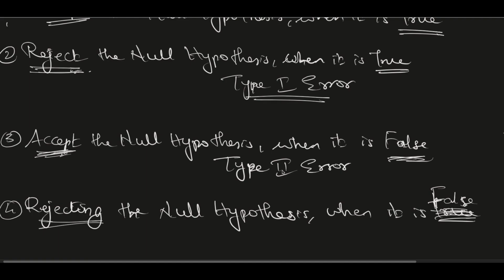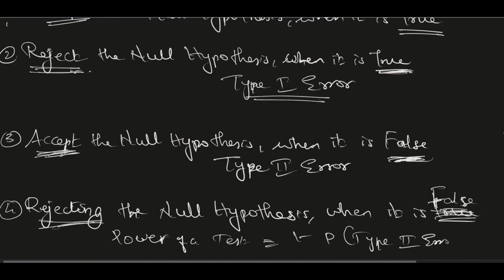So type 1 error is rejecting the null hypothesis when it is true. Something is true, the null hypothesis is true, but you are rejecting it. And type 2 error is when the null hypothesis is false, but you are accepting it. Rejecting the null hypothesis when it is false means you are correctly rejecting. This is also called the power of your test, and it can be written as power of a test equal to 1 minus the probability of type 2 error.